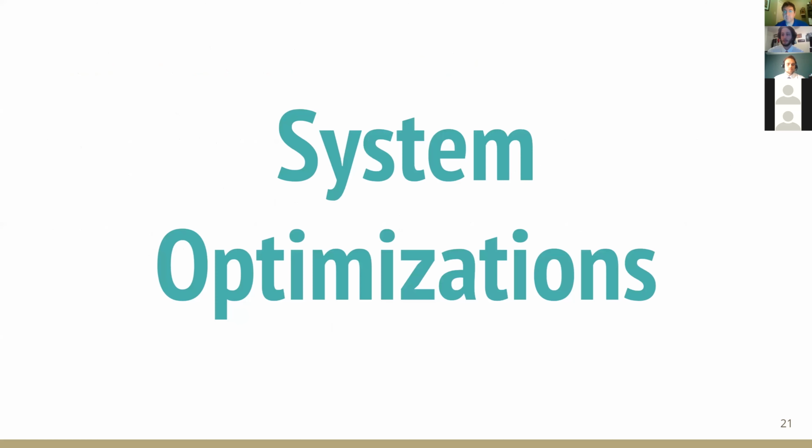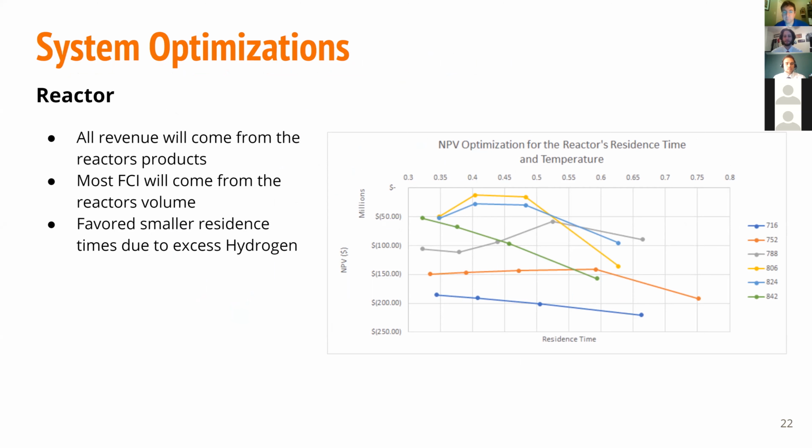Next, we'll get into some system optimizations. So now we'll get into some system optimizations that we've made. First, we'll start off with the most important optimization, and that would be the reactor.